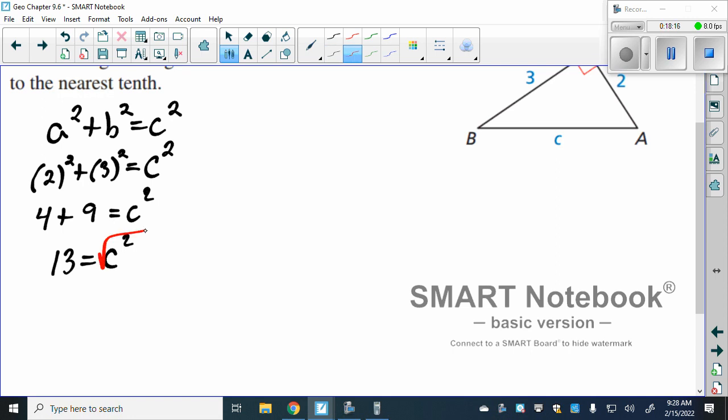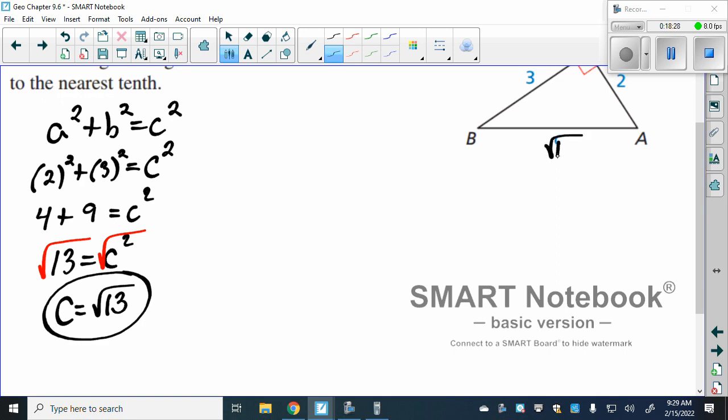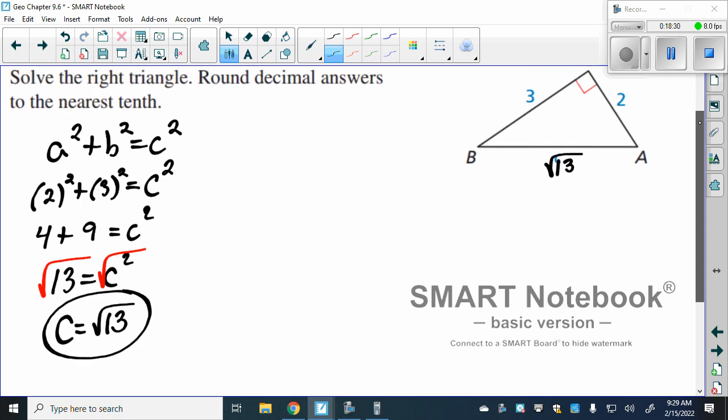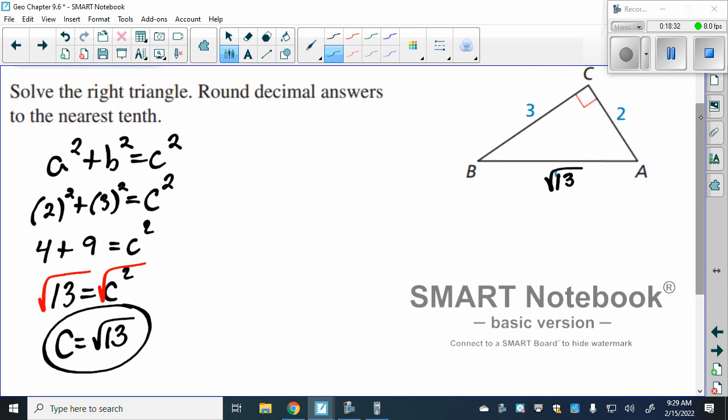Square root both sides. So C is equal to the square root of 13. Any questions on this so far?